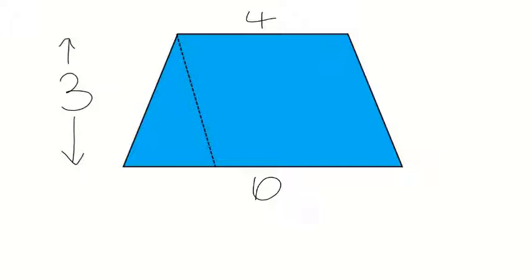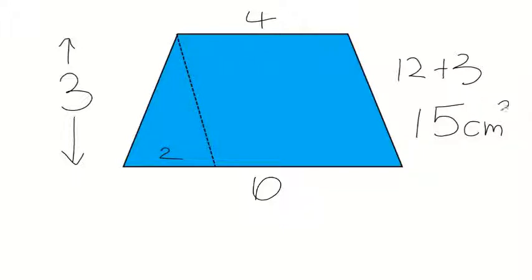And the triangle of height 3 and base 2, because it will be the difference between 6 and 4, obviously. So the area of the trapezium is 12 plus 3. So the total area of this trapezium would be 15 square units. If it was in centimeters, it would be 15 centimeters squared.